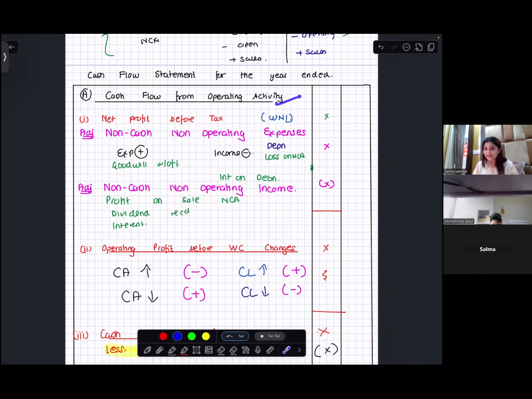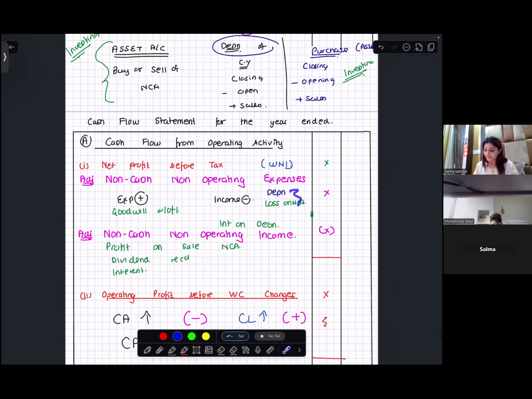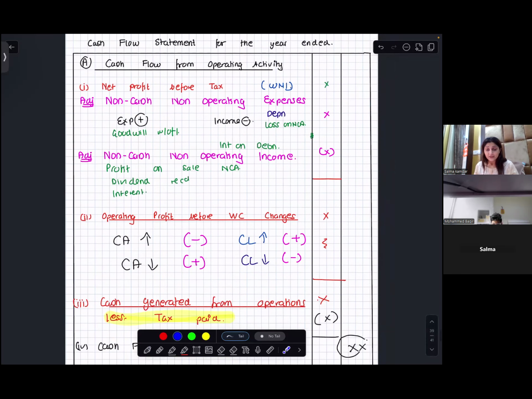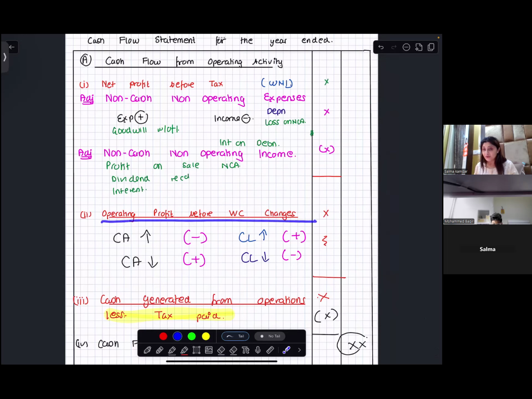So you have cash flow from operating activities. You start with your working note number one. Then you add your non-cash, non-operating expenses. For this, you need the depreciation for the current year and the profit or loss on sale of asset. Then interest on debentures, share issue expenses. These are all your non-operating expenses that you add. What you get is operating profit before WC changes.